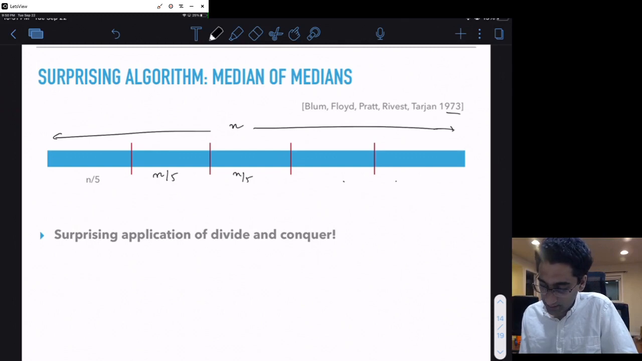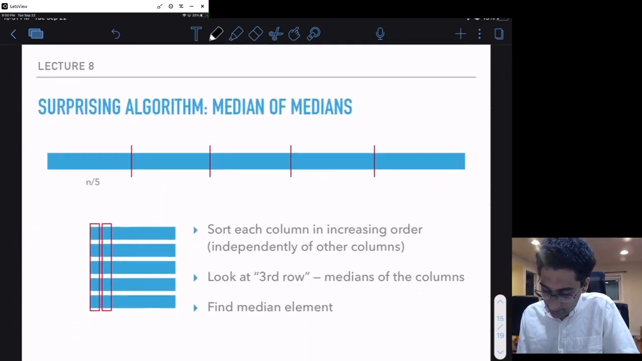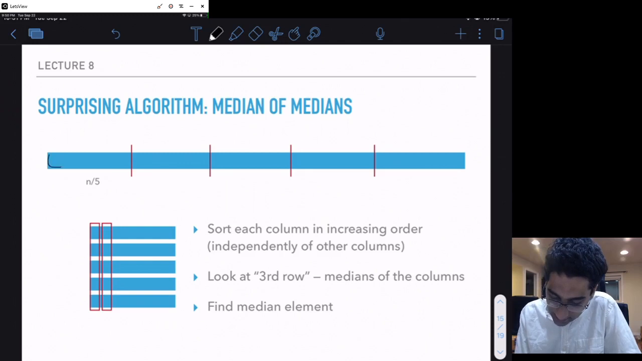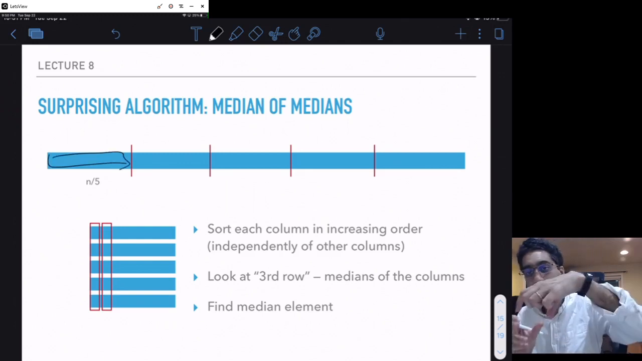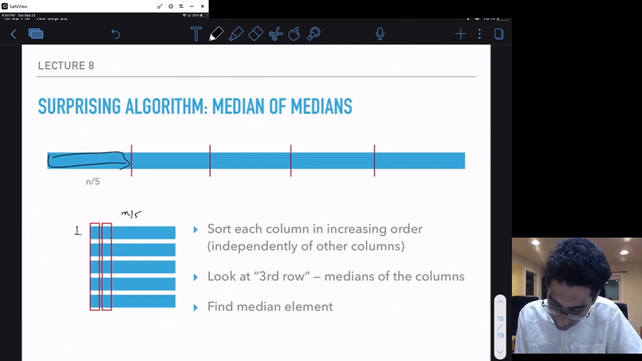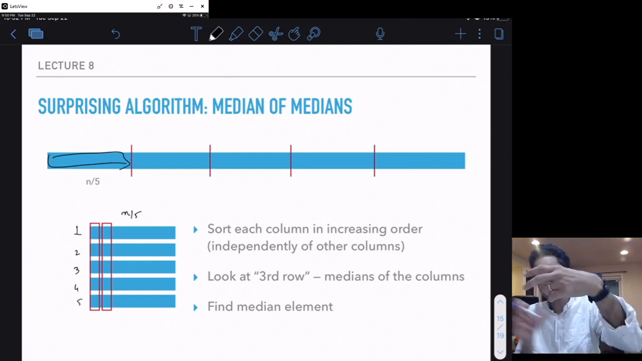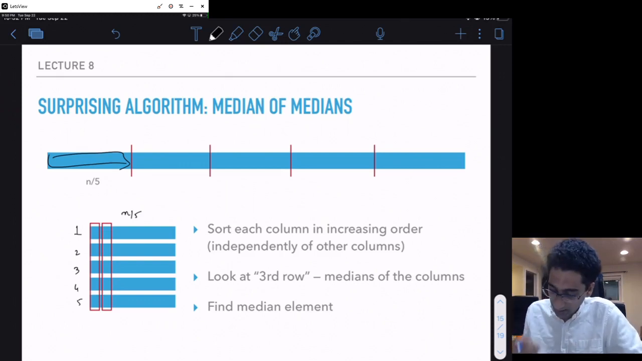So I do this, and then let's say I gather these chunks and write them down one below the other. Let's call these arrays 1, 2, 3, 4, 5. So there are 5 of these arrays, and each has size n by 5. I just wrote these down one below the other.